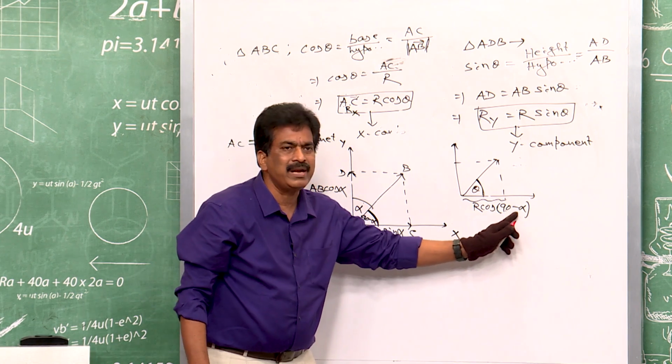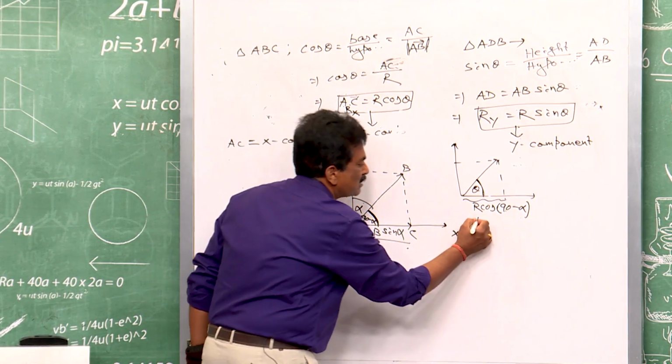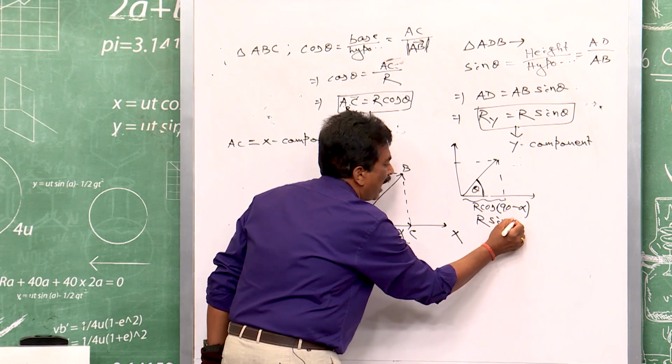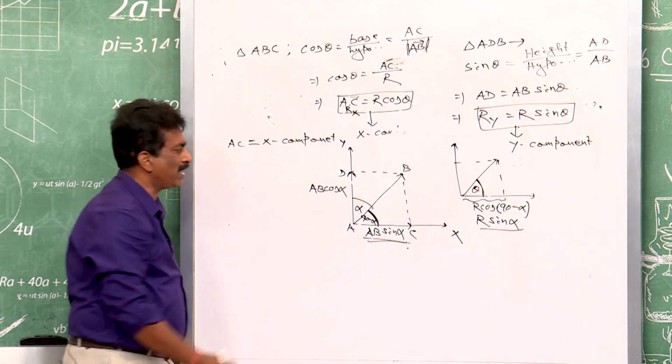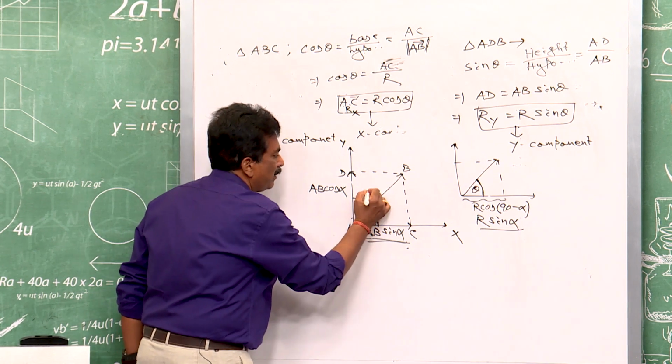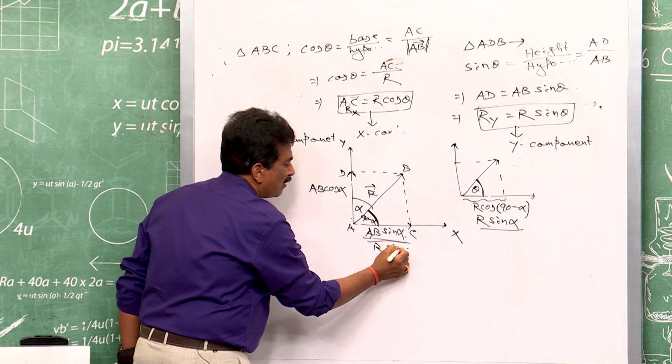So cos(90 minus alpha) is how much? That is sin alpha. This is equal to r sin alpha. You see, this is equal to r sin alpha, because this is AB, which is the r vector. This is r sin alpha.